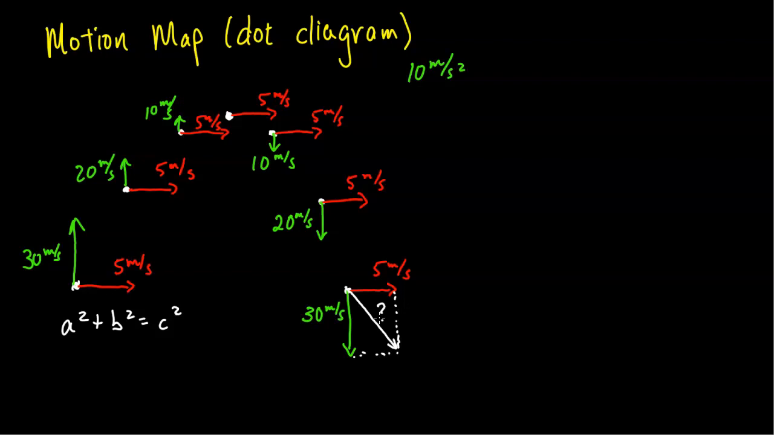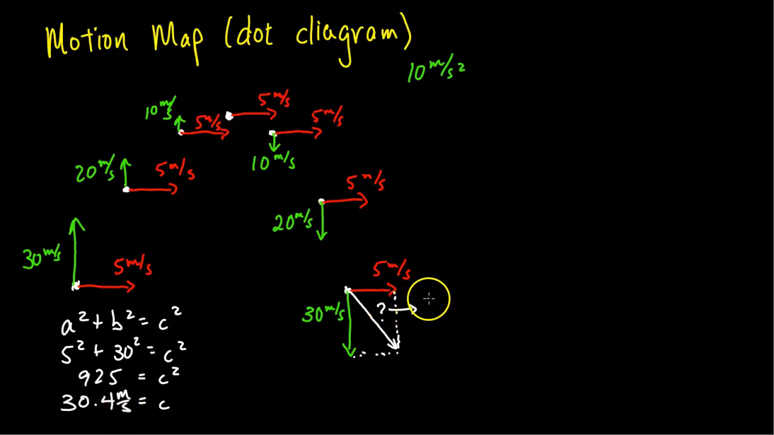In this situation, we're going to be using the Pythagorean theorem. So we have 5 squared plus 30 squared equals c squared. 5 squared plus 30 squared is 925, which equals c squared. So if I square root 925, I get 30.4, and the units are meters per second. So this is going to be 30.4 meters per second.